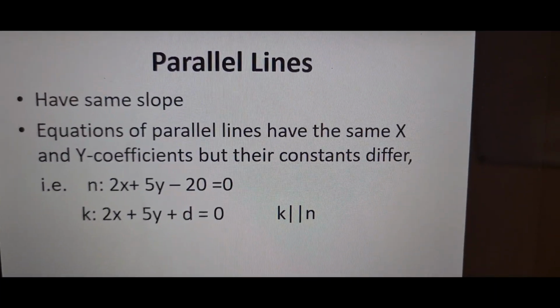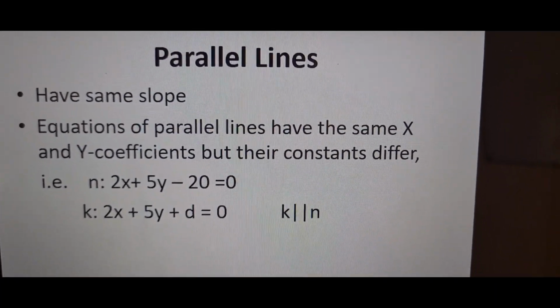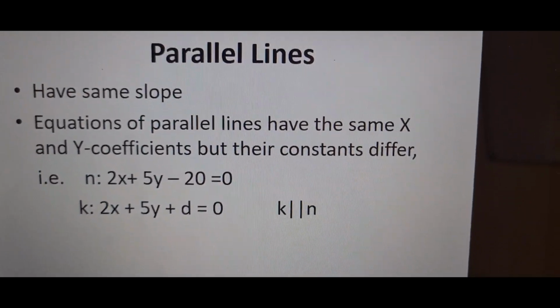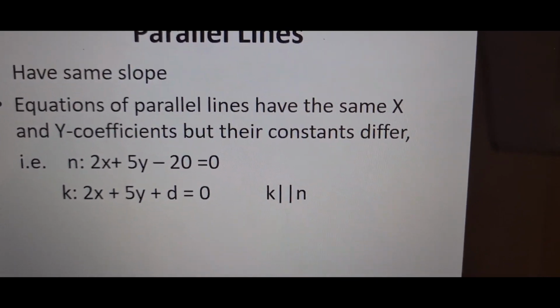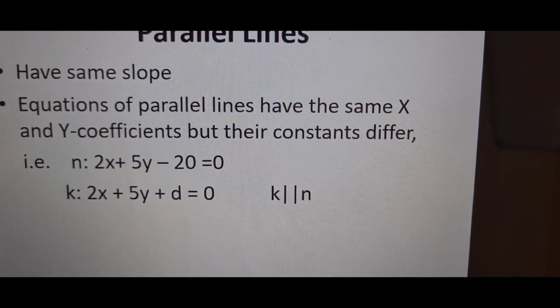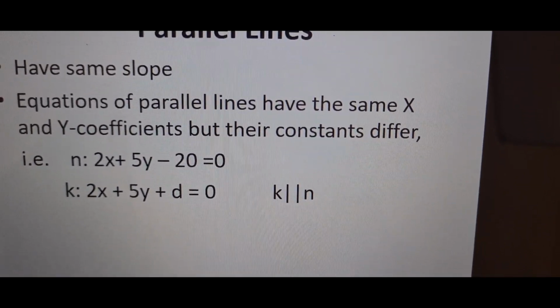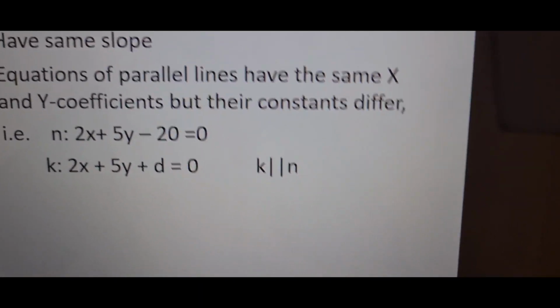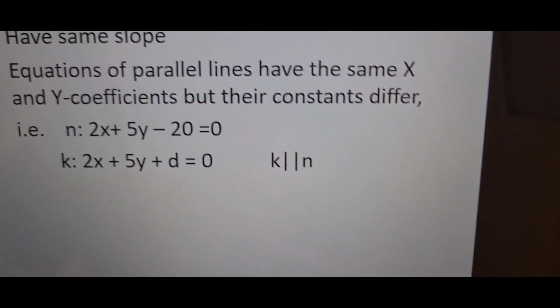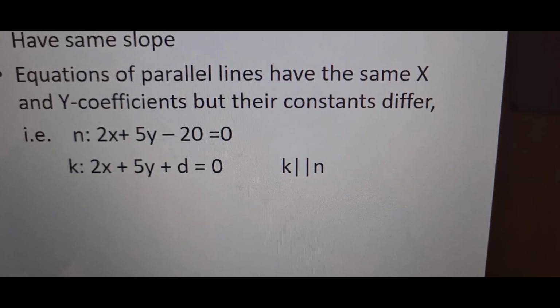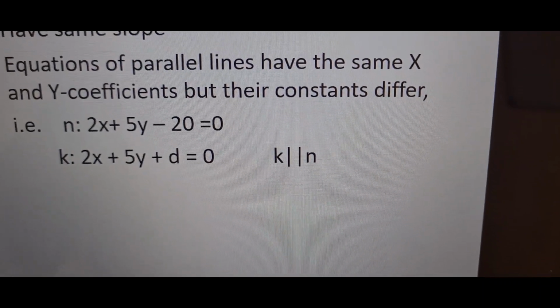Okay, so parallel lines will always have the same slope. Equations of parallel lines will have the same x and y coefficients. So remember, a coefficient is the number that's in front of the variable. A variable is one of the letters of the alphabet. Okay, so if you can see in the first line, the line n, the 2x plus 5y minus 20 equals 0. So that equation, the coefficient of x is 2 and the coefficient of y is 5.